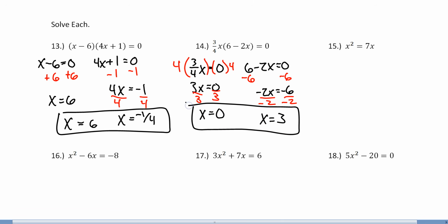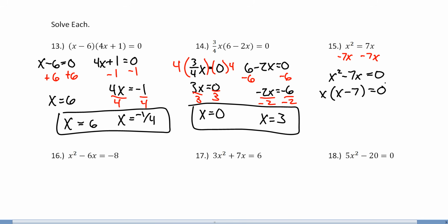That's it. Okay. The next one, the zero factor property only works if I have this thing set equal to 0. So I'm going to subtract that 7x from each side so that I get this thing set equal to 0. So now I've got x squared minus 7x equals 0. And I want to factor this thing. I can factor out the greatest common factor. That's an x.